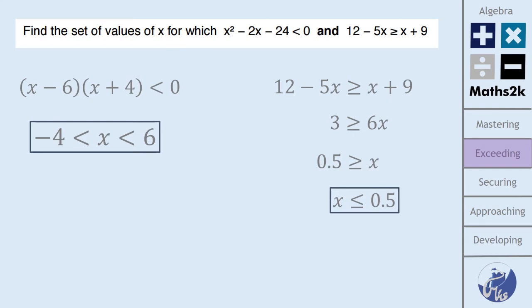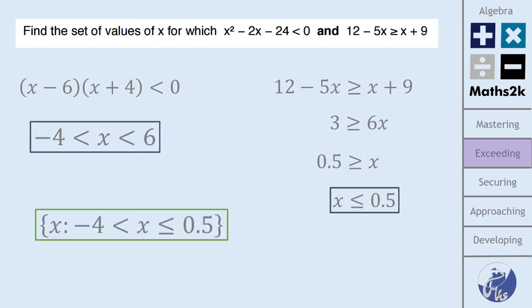Now because it has to be true for both of these, we want to combine these inequalities. So whereas in the first inequality on the left we could have x is less than 6, the second inequality on the right tells us that x has to be less than or equal to 0.5. So combining those two and using set notation, we'd end up with a final answer that looks like this.